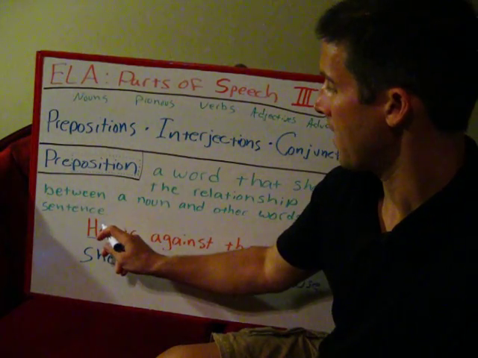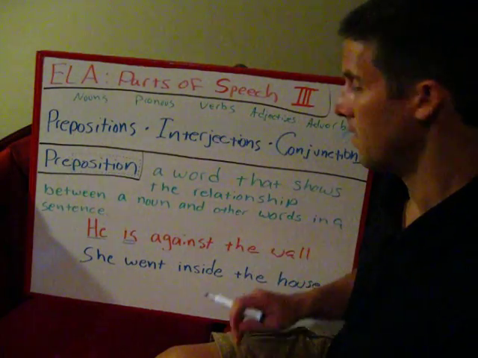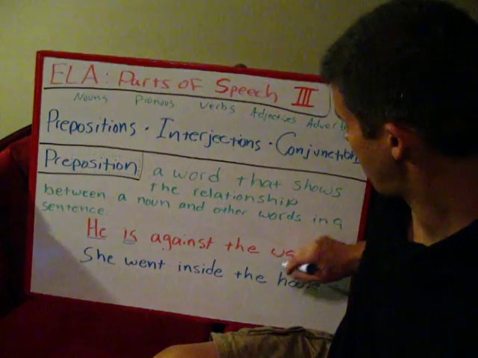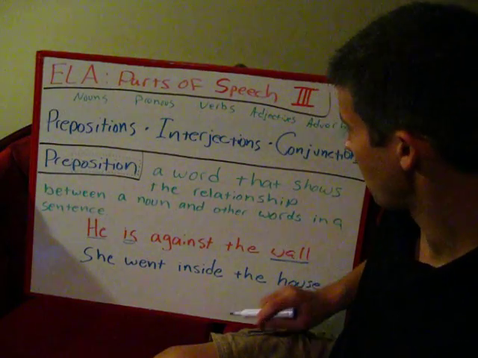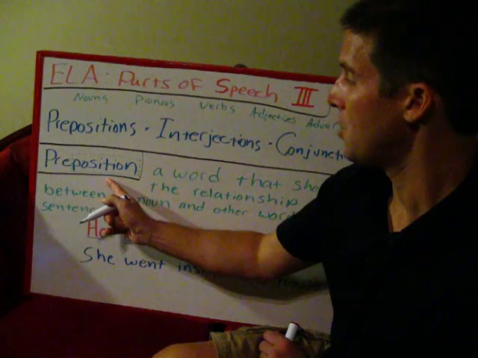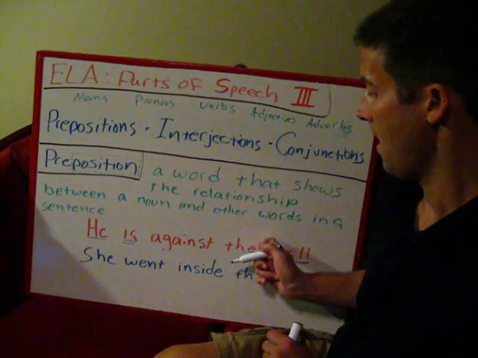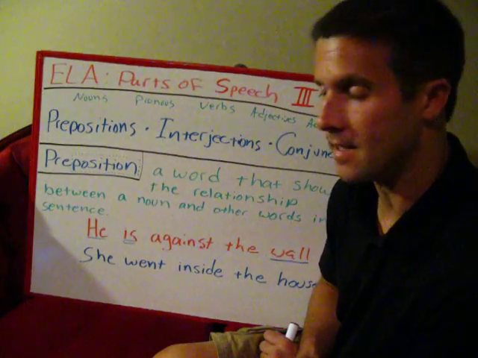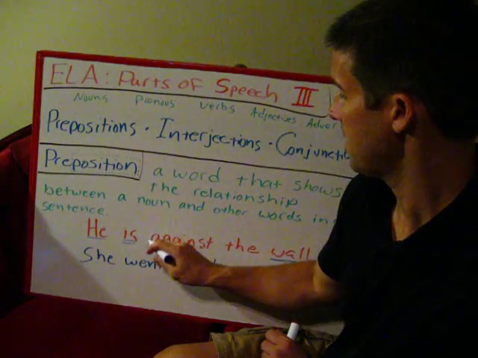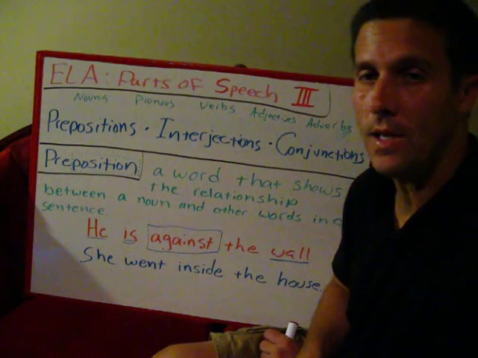Here's our first noun, he, and here's the other words, the wall. In fact, it's another noun. The wall is a noun. So this tells the position or the relationship of he and the wall. He's against it. So this is the preposition right here. And that's all we need to know about prepositions.